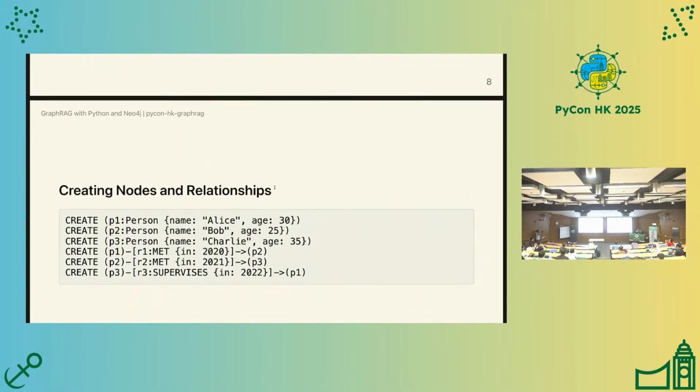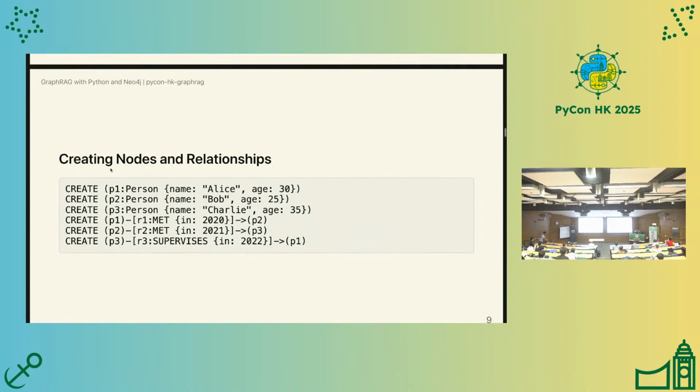Neo4j uses a language called Cypher, which is a querying language kind of like SQL, but for graphs. And so you can create nodes and relationships within Neo4j to store them directly, and then you can ask questions about it. So for example, here we have some create statements.